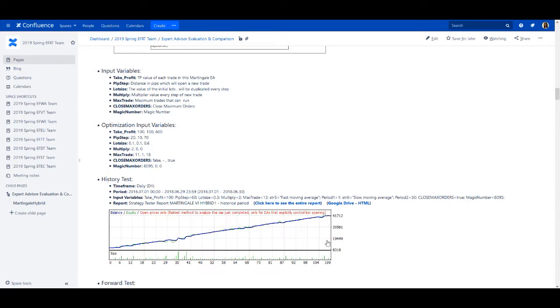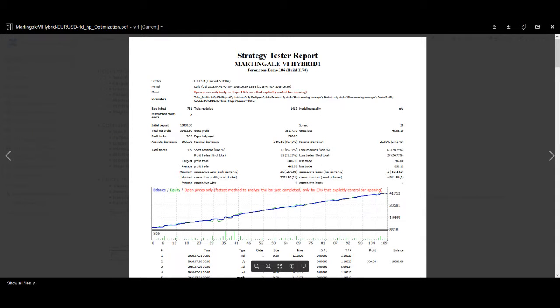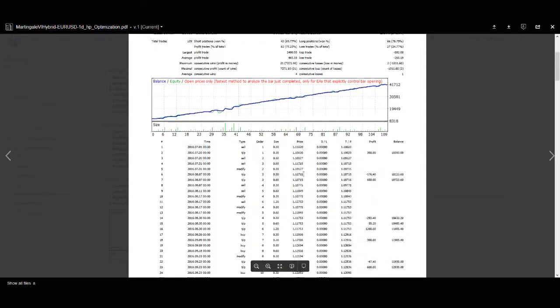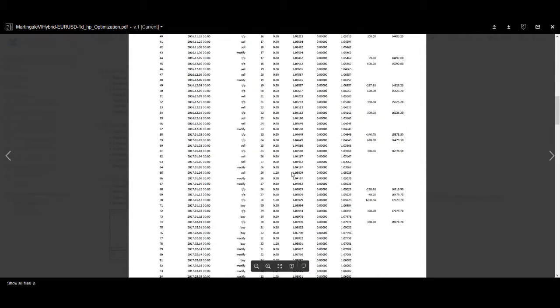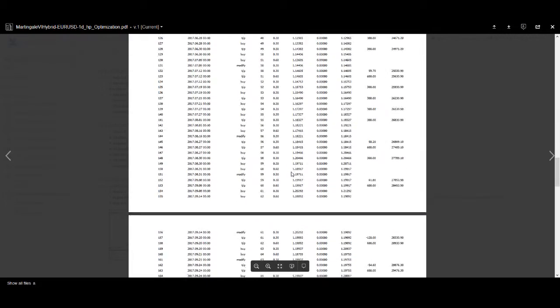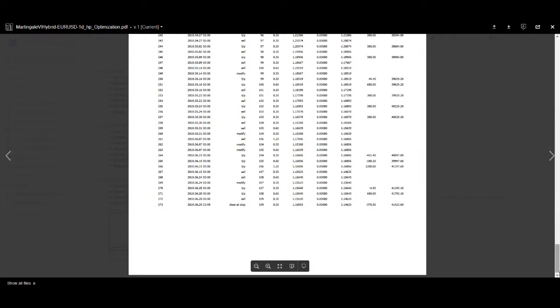So here we have the results for our inputs for the historical period, that is from July of 2016 to almost July of 2018. So here we have the inputs that we set for the optimization, and this is the graph that we get. If you click here, you can see a better view of the entire report. So you have all the trades that were made, right?